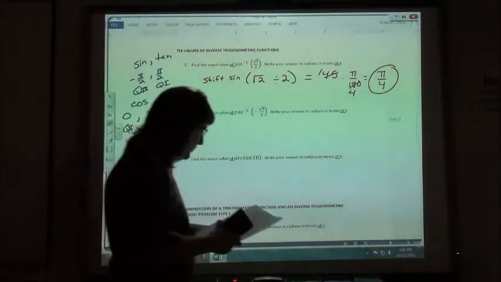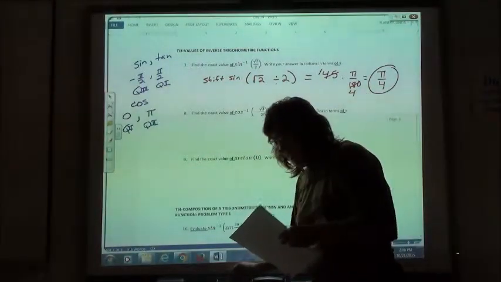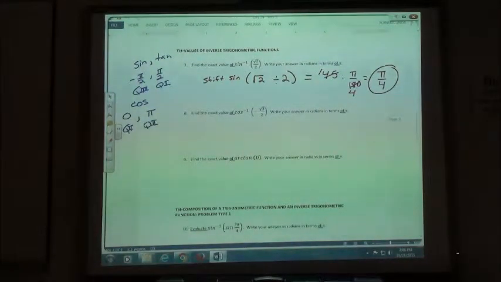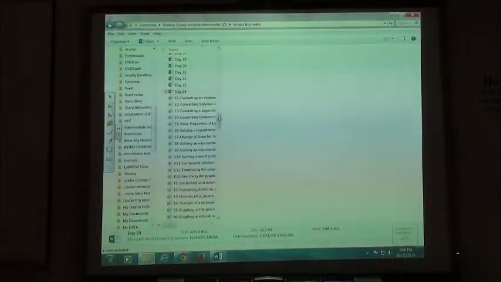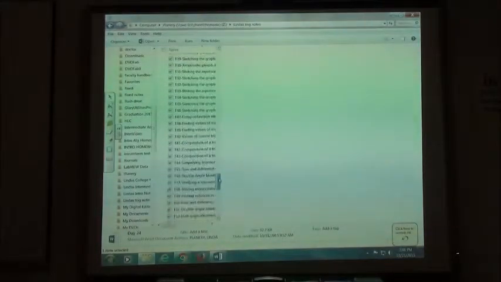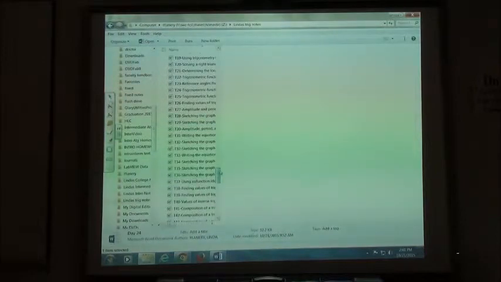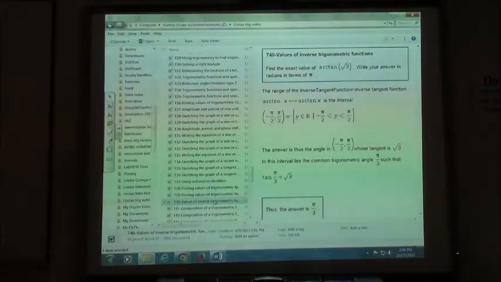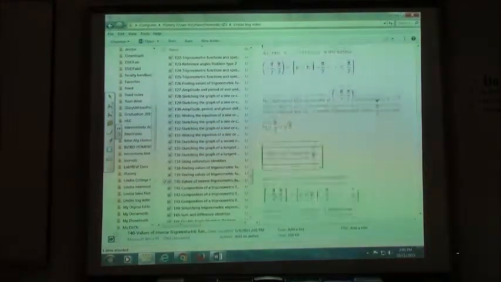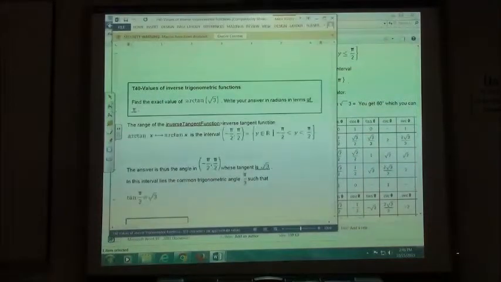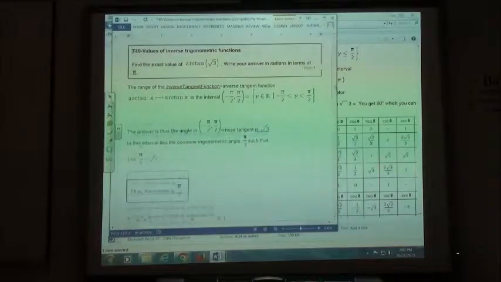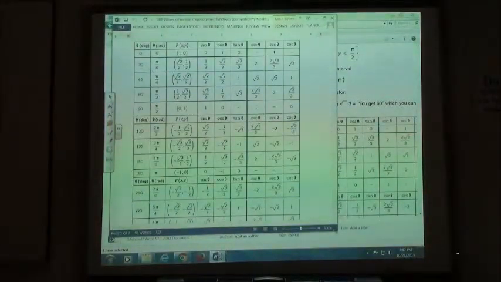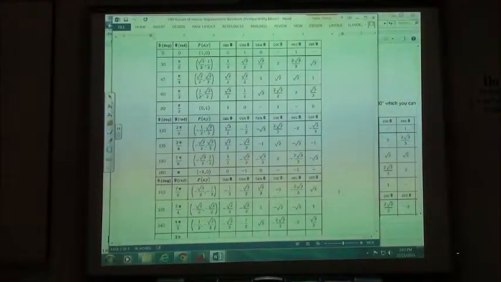If I was using the table, let me bring up a table here for you. I'm going to go into my notes. This one was... There it is. Values of inverse trigonometric functions. And at the end, I'm going to have this great big table here that you may or may not be able to read on the screen, but I'm going to bring it up. But again, you might want to have that.